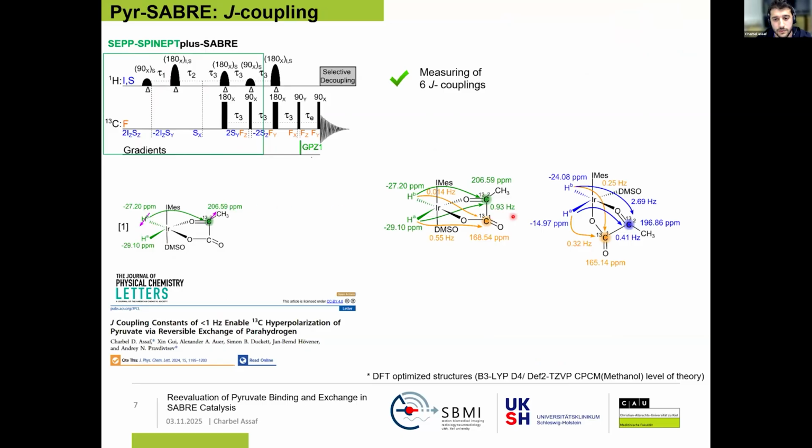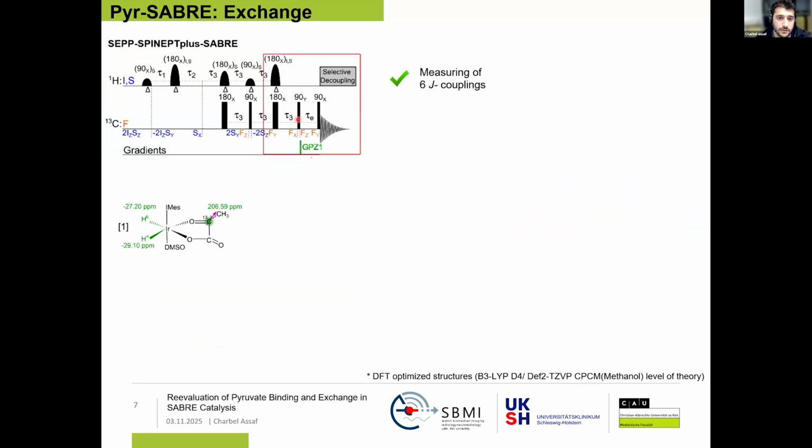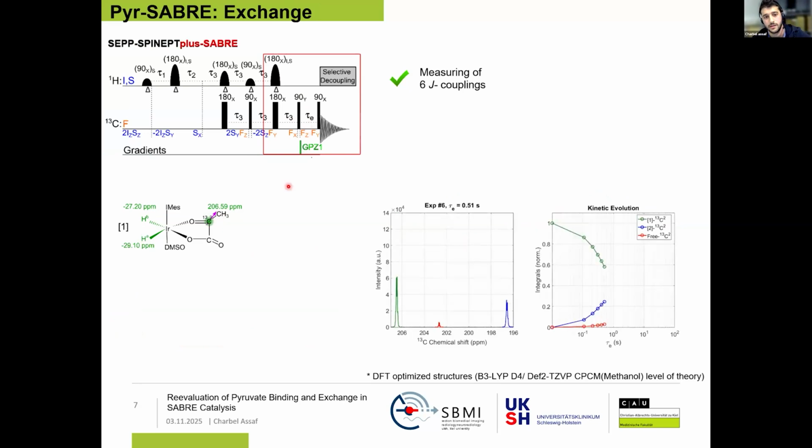And with this, we were able to measure 6 J couplings less than 1 Hertz, which were not experimentally measured before, only guessed by DFT. And then with the last part, we apply a 180-degree pulse, we have a net magnetization on the bound pyruvate, and then with the evolution time, we study the exchange.